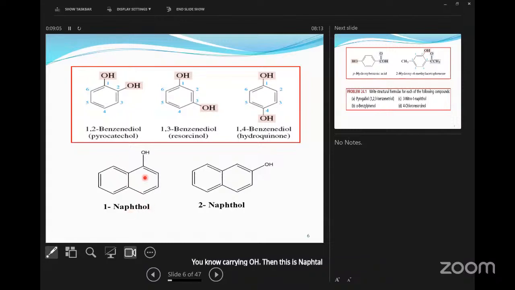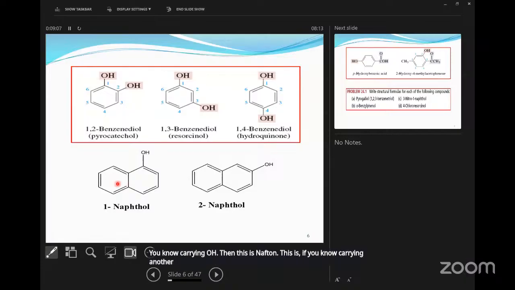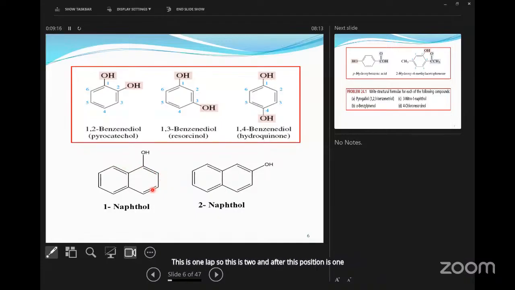Then this is naphthol. This is a phenol carrying another benzene ring. Another benzene ring is fused to it. This is 1-naphthol. This is 2-naphthol. This position is 1, followed by 2, 3, 4. Then you shift to 5, 6, 7, 8. The fused carbons are now 9 and 10. So this is 1-naphthol and this is 2-naphthol. They actually derive from naphthalene. Naphthalene is two benzene rings fused together without OH. So this naphthol is a derivative of naphthalene.